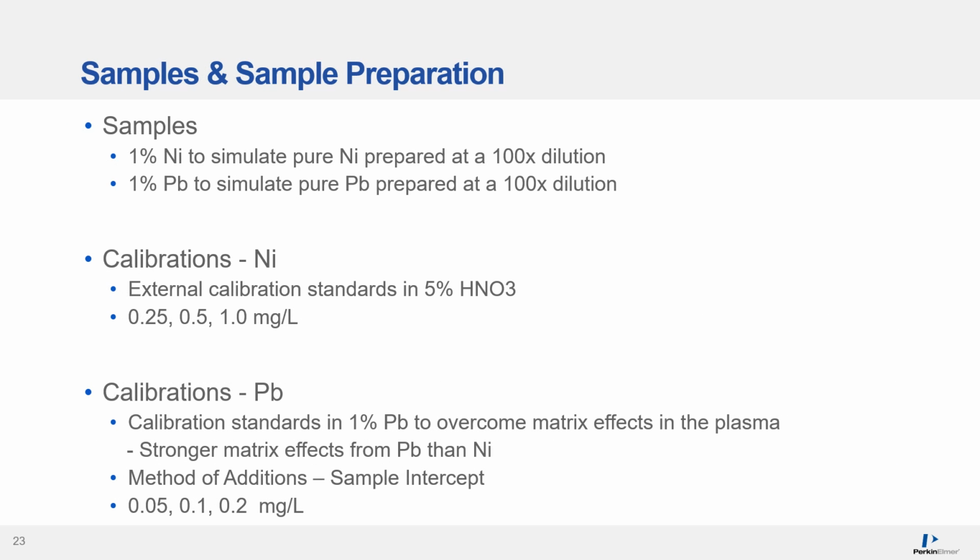For both of these analyses, we either used a 1% nickel or a 1% lead to simulate pure nickel or lead prepared at 100 times dilution. For the nickel calibrations, we used external calibrations in 5% nitric acid. However, for the lead calibrations, we used 1% PBB to overcome the matrix effects, which are not present when using nickel. For this, we used the method of standard additions and a sample intercept.